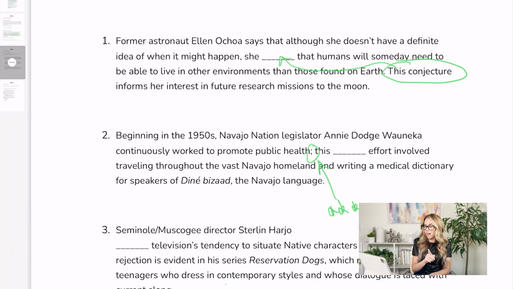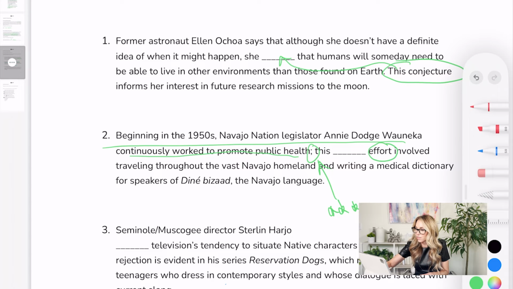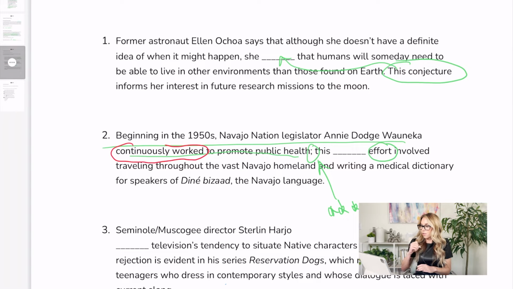Now, if the blank is after it, that means the definition will be somewhere in here before it. And they're describing her effort. So it looks like the synonym is going to be something about how she continuously worked. So maybe you're gonna look for a word that deals with that, like she persevered, her amazing effort. I'm trying to think of a word, which is also a good strategy. Try to think of a word before you look at the words. Not doing a good job with that right now, but you get the point.